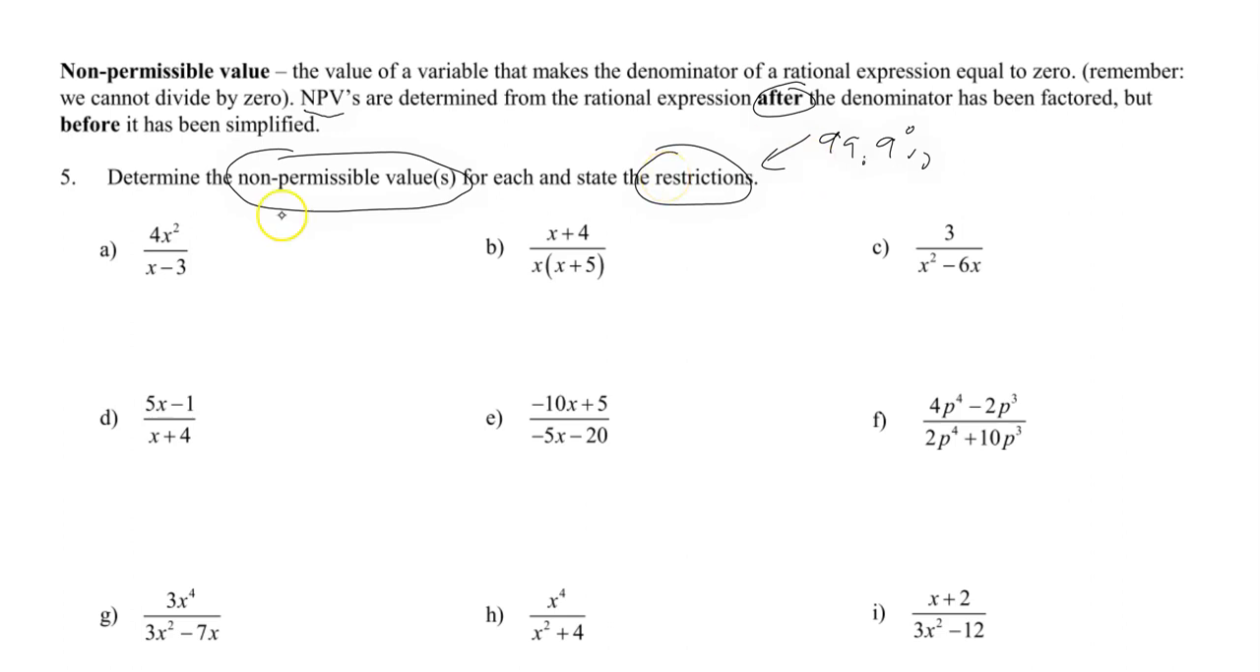All right, here's the deal. So all we're doing is determining the non-permissible values. So here it is. To get the non-permissible value, set the denominator equal to 0 and figure out what value of the variable would make this 0. What makes this expression 0? You don't have to show the work. You could just say, hey, if I put a 3 in there, 3 minus 3 is going to be equal to 0. So that is the non-permissible value. And wait for it. Here's the restriction.